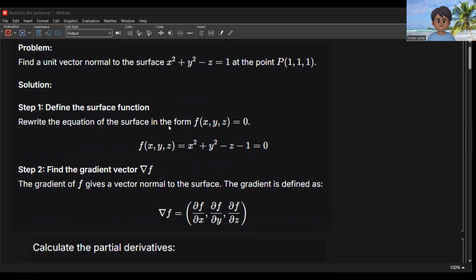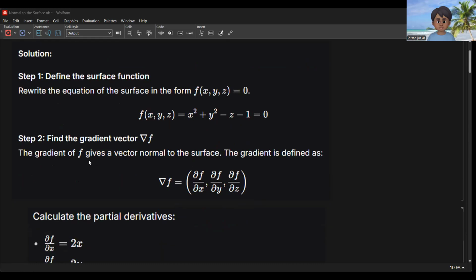Write the equation of the surface in the form f of x, y, z equal to 0. So this is x squared plus y squared minus z minus 1 equal to 0. So find the gradient of f here. The gradient of f gives a vector normal to the surface. So the gradient here is defined as this one.